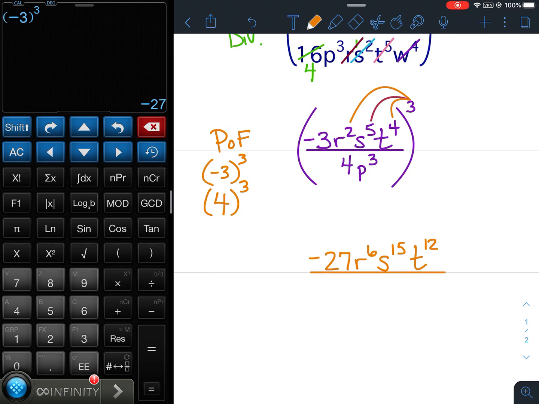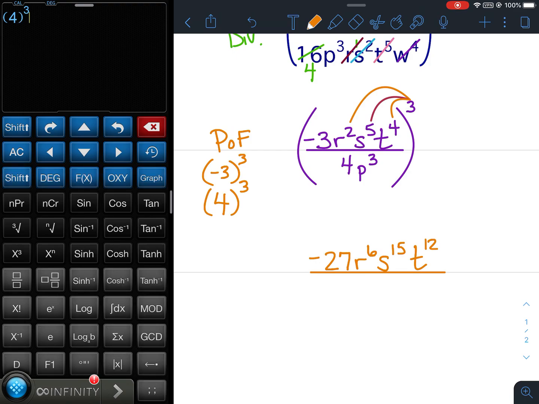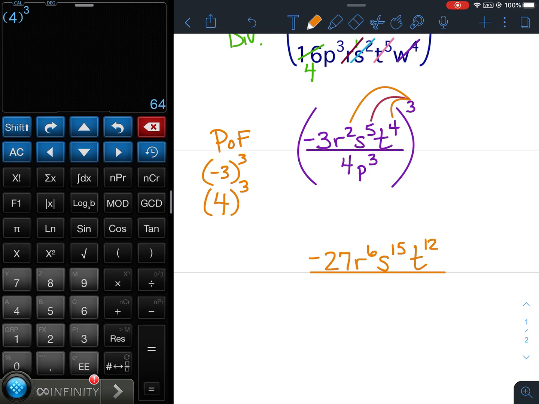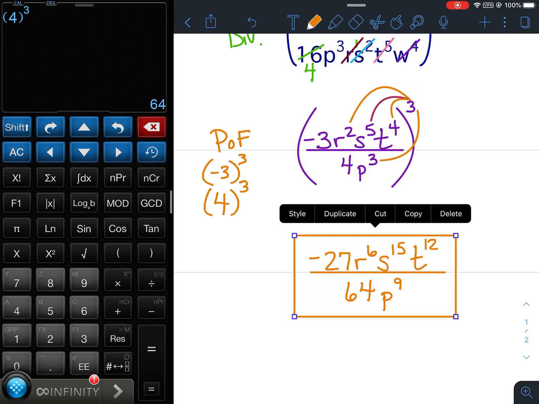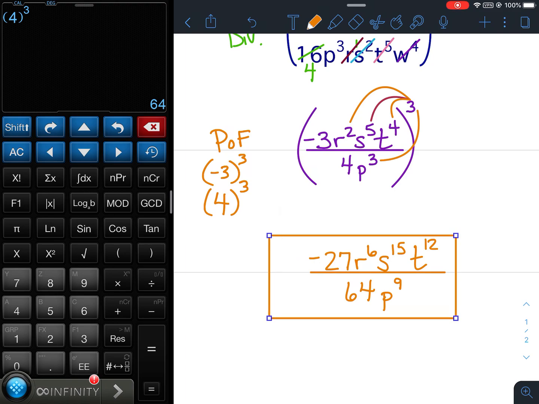On the bottom, I've got to take my 4 to the 3rd power, and I get 64. And then 3 times 3 would give me p to the 9th. And then I'm done. Now the only thing that I might do here is get rid of the negative there and pull it out front, but honestly, it doesn't matter where you have it as long as you have a negative sign.